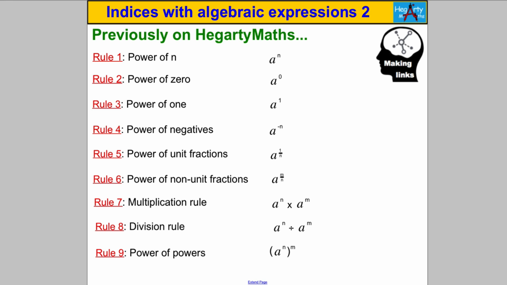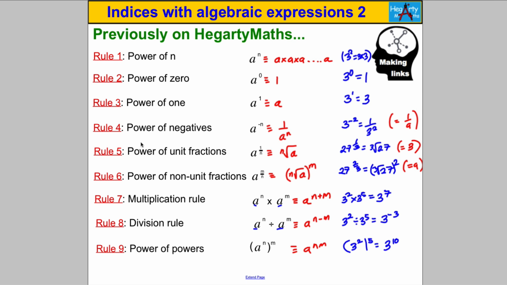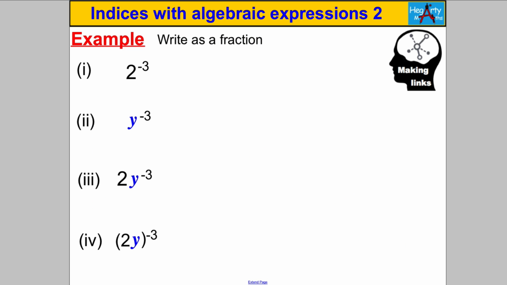So, in the last video I asked you to state what these rules meant, and here were the answers. Just to point out, in this video we're going to be working on rules 4 to 9 with algebra and indices involving algebra. So let's get started. I'm always going to start by making links to how to do it with numbers, and then I'm going to build it up with algebra. So pause the video and you should be able to do this one yourself.